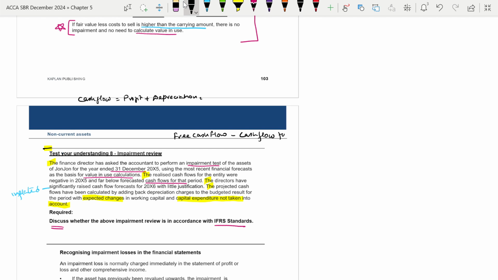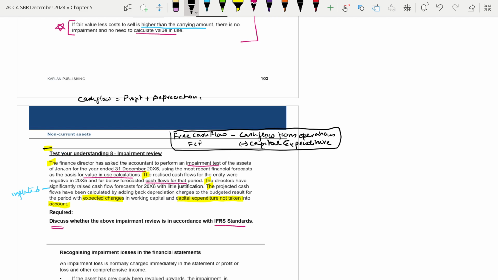cash flow from operations minus capital expenditure. We write it like this: FCF, free cash flow, is nothing but cash flow from operations minus capital expenditure. Fine? Keep this one. We are not covering that much here, but in financial management we'll cover more, rather than in financial business reporting.